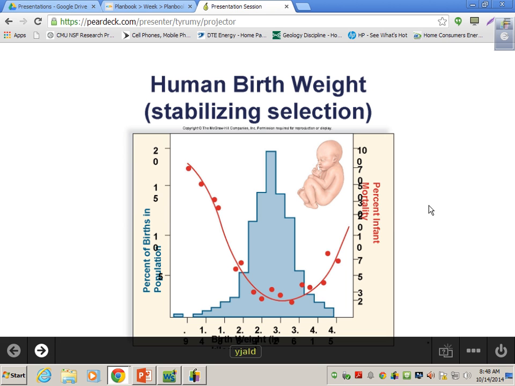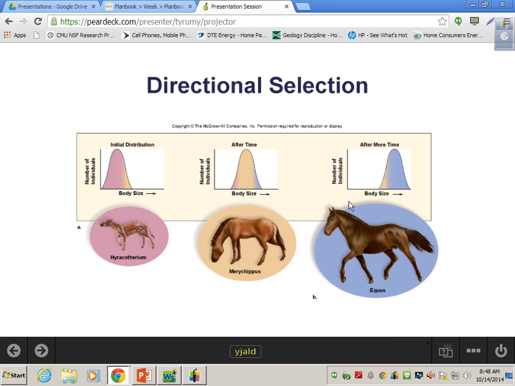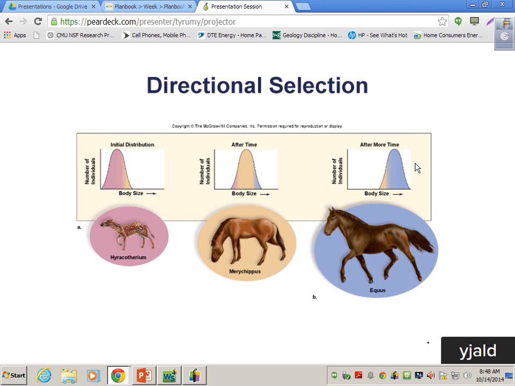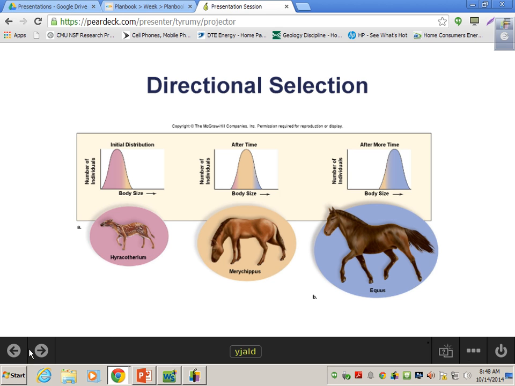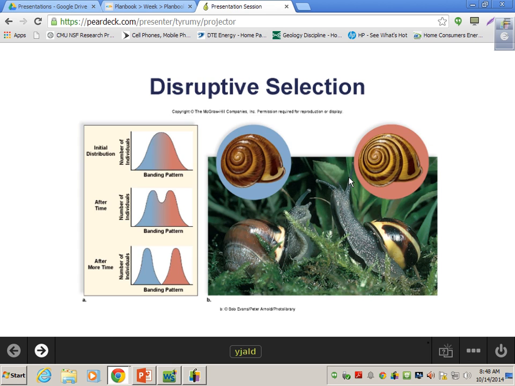This is the horse example that was referenced in your notes, where as time goes on, horses have slowly but surely gotten bigger. Is this kind of normal for most mammals since the K-T extinction? Yeah. So since that extinction, mammals have slowly gotten bigger and bigger. Why? There's no dinosaurs. Right? Same thing with our snail we talked about.